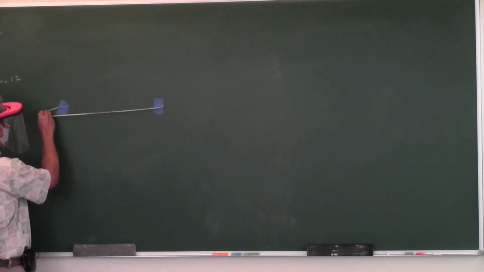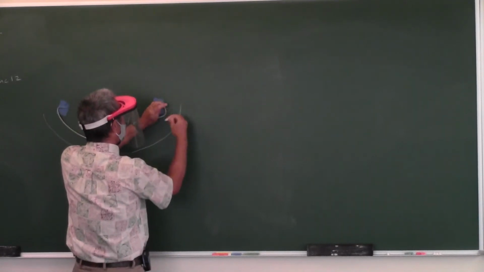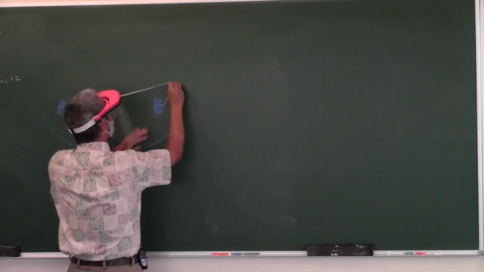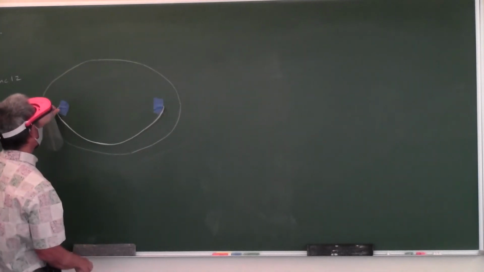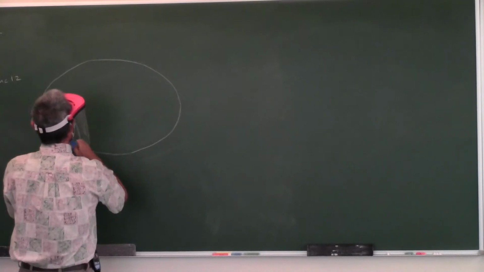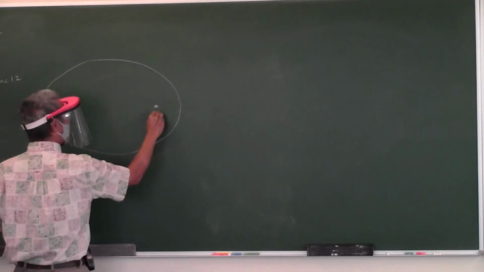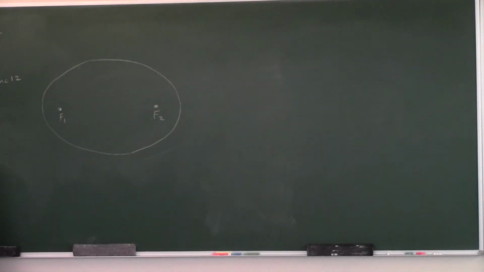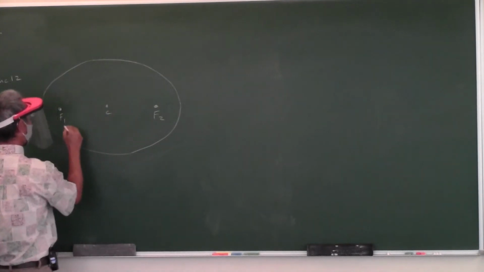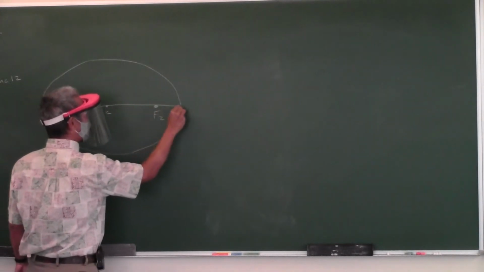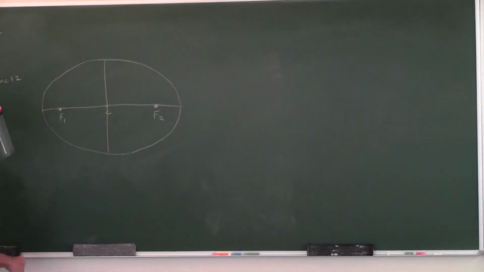So if you take all the points that satisfy this condition, you get an ellipse. Oh, that's ugly. And these two fixed points here, these are called the foci. And of course, the center is exactly halfway in between. This is called the major axis. This is called the minor axis.